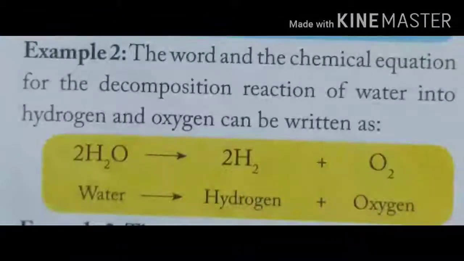Example 2. The word and chemical equation for the decomposition reaction of water into hydrogen and oxygen. In the decomposition of water, 2H2O is the reactant and the products are 2H2 plus O2. That is, water decomposes into hydrogen and oxygen.